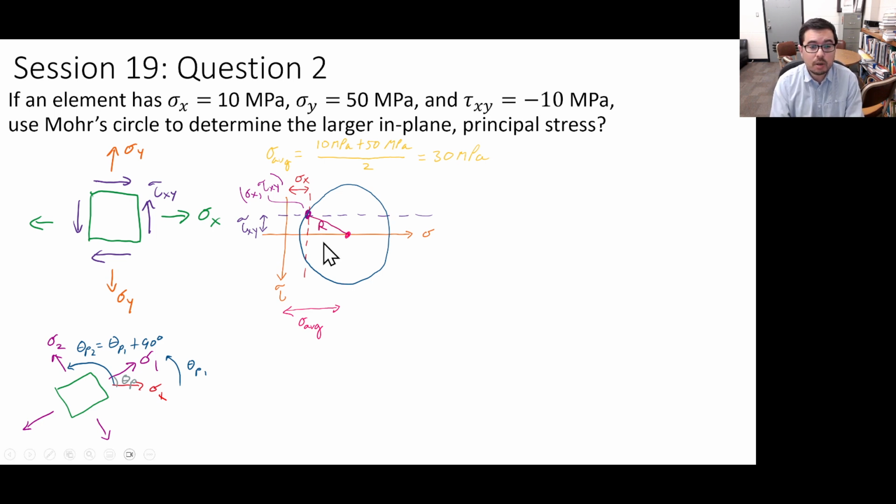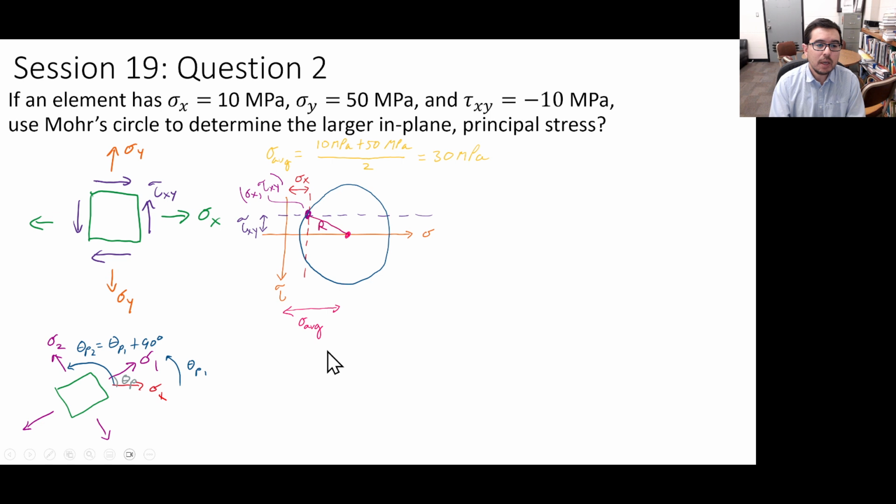And we're going to harken back to Pythagorean theorem. What is Pythagorean theorem? It says, well, if I have an adjacent side and I have an opposite side on a right triangle, I square them and then sum them together, that's going to be equal to the length of the hypotenuse squared. So what do we have here? Well, r is the hypotenuse, and we have this opposite side, which is tau xy, and we have an adjacent side, which is going to be the sigma average minus sigma x.